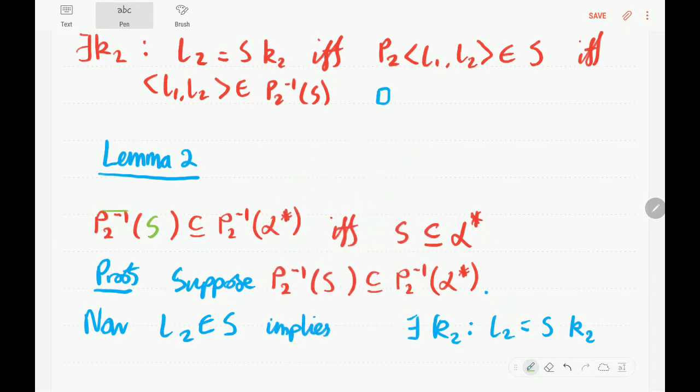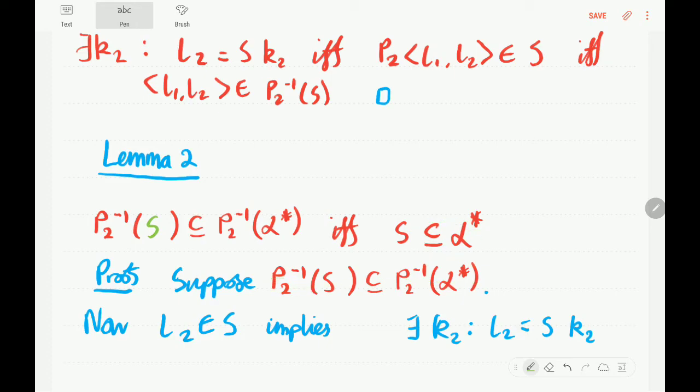So our statement then is that the pullback of S along P2 is contained in the pullback of alpha star along P2 if and only if S is contained in alpha star. So the hard part first then is to prove that the left-hand side implies the right-hand side.